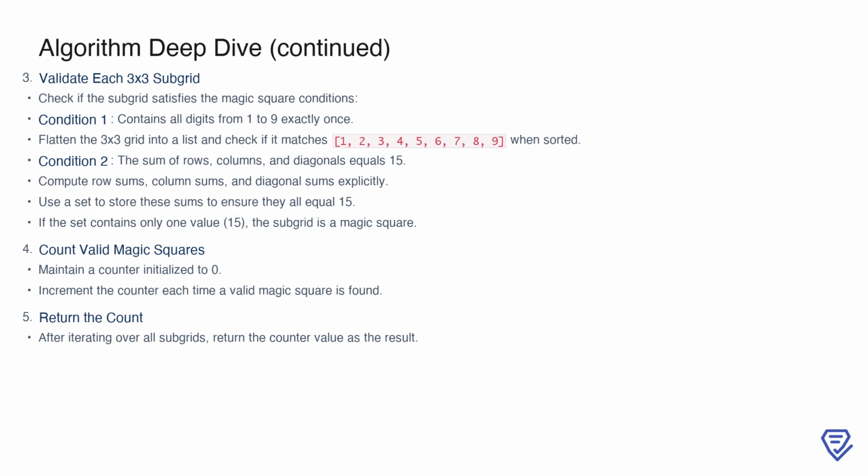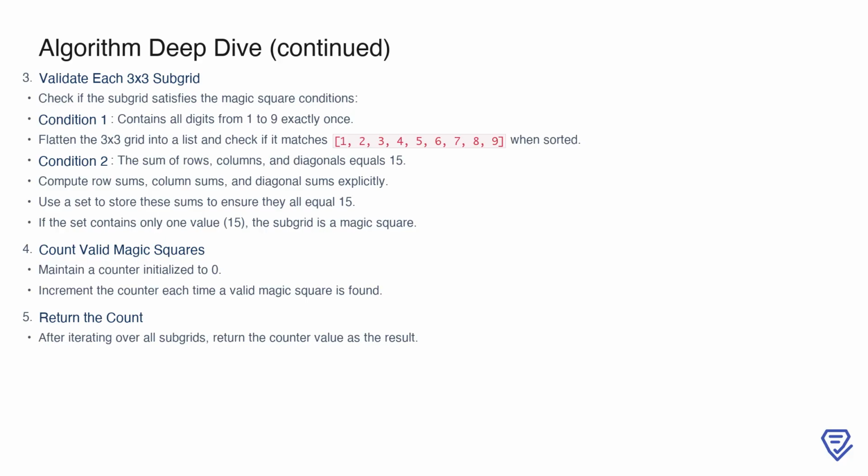The second condition is that the sum of each row, column, and both diagonals must equal 15. To check this, we calculate the sums of all rows, columns, and diagonals in the subgrid and store these sums in a set. If the set contains only one unique value, and that value is 15, we know the subgrid satisfies the magic constant. If both conditions are met, we count the subgrid as a valid magic square.